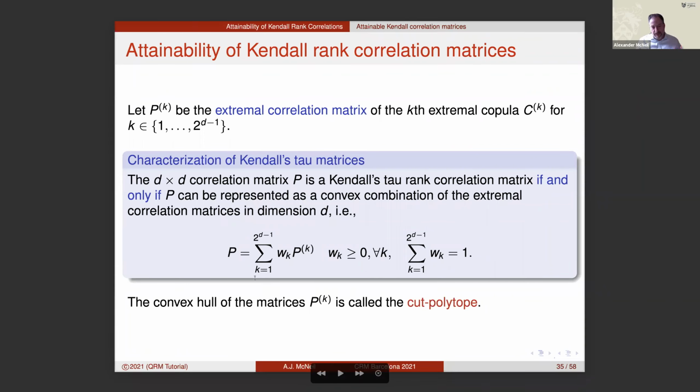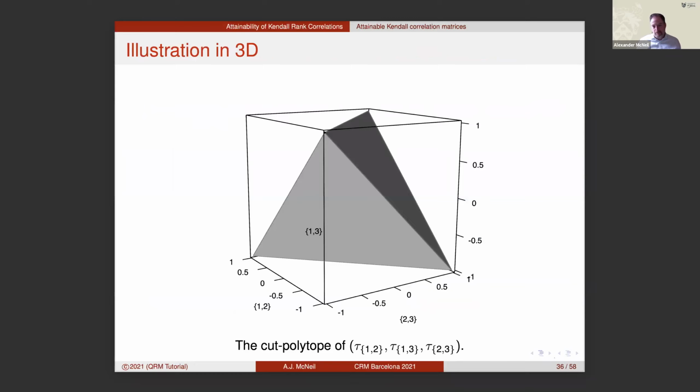So it's a convex set, it's a weighted combination. So another way of saying this, if you've studied convex analysis, perhaps in mathematics, is that the set is the convex hull of these extremal correlation matrices. But that's just fancy language for saying that you can write it as a weighted sum. And the set actually has a name because it turns up in other applications, and it's called the cut polytope. And in 3 dimensions, it looks like that.